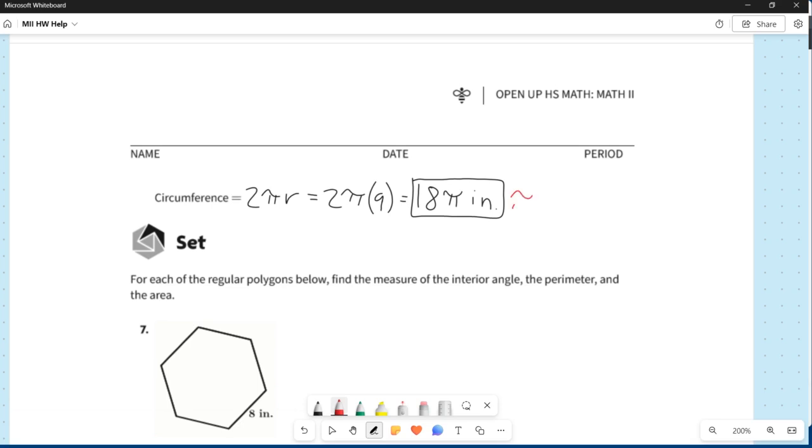If you were to plug in for pi, you would get approximately 56.52 inches. It's not necessary to plug in for pi, but if you did, you would get approximately 56.52.